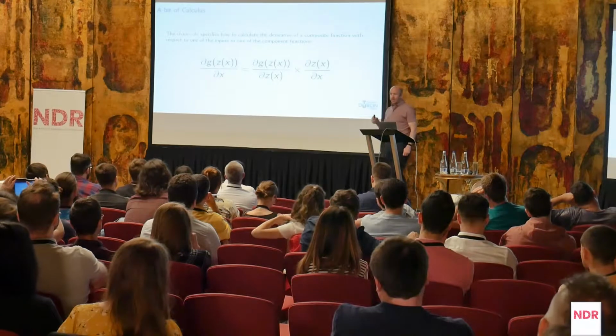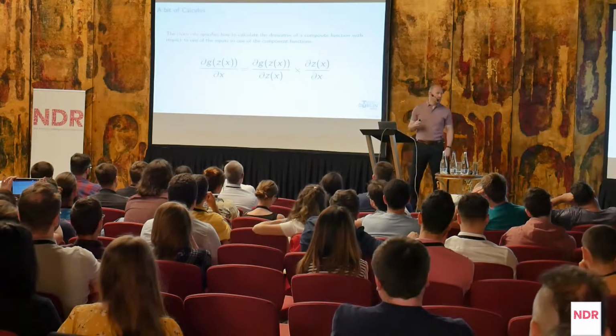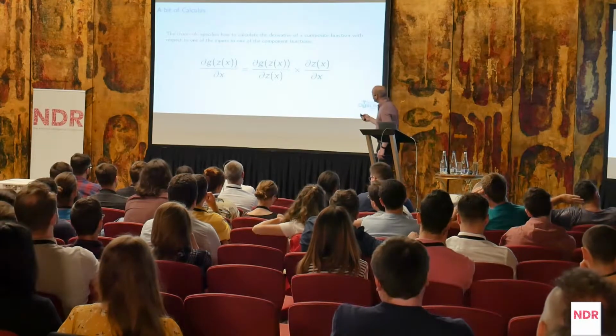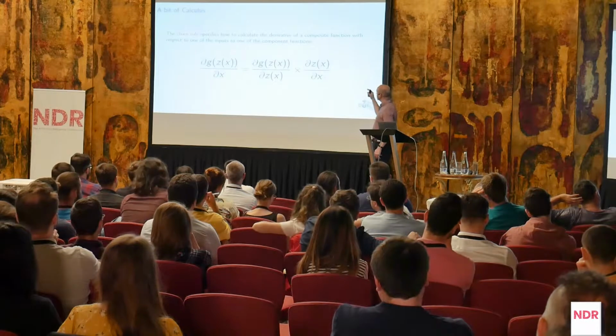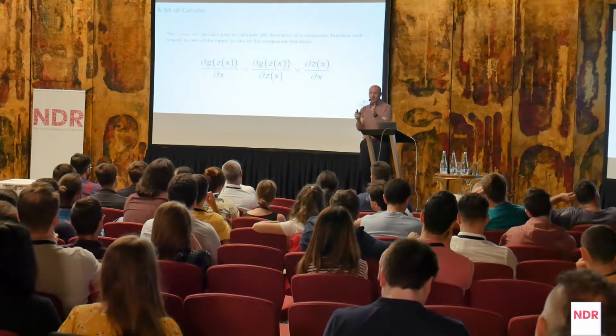So, here we go to a little bit of calculus. The chain rule in calculus, which is basically the fundamental component in the backpropagation algorithm, specifies how to calculate the derivative of a composite function. A composite function is a function that takes as its input the output of another function.